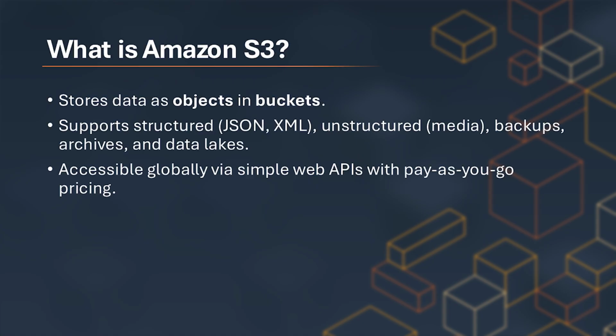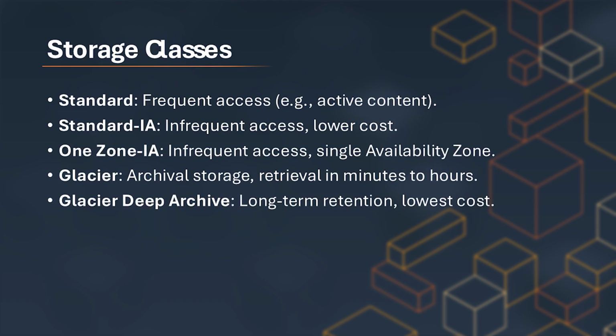Amazon S3 stores data as objects in buckets, supporting structured files, JSON, XML, unstructured media, backups, archives, data lakes, and more. S3 offers multiple storage classes tailored to access patterns: standard for frequent access, standard IA for infrequent access, one zone IA for single zone infrequent access, Glacier for archives with retrieval times from minutes to hours, and Glacier Deep Archive for long-term retention. Features such as lifecycle policies, versioning, and encryption help optimize costs and secure your data.